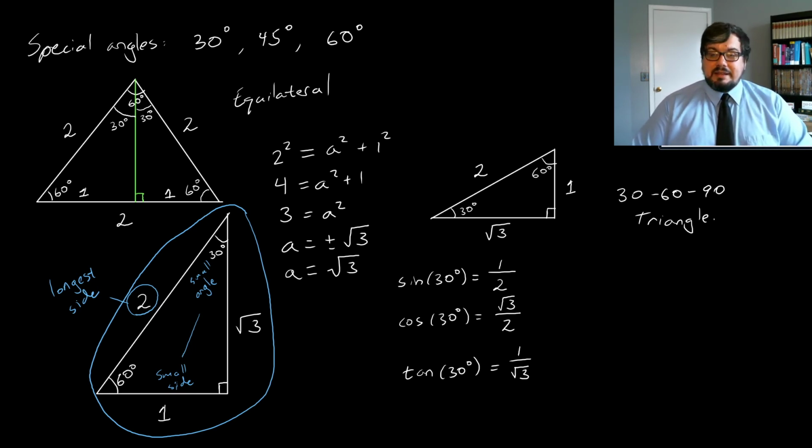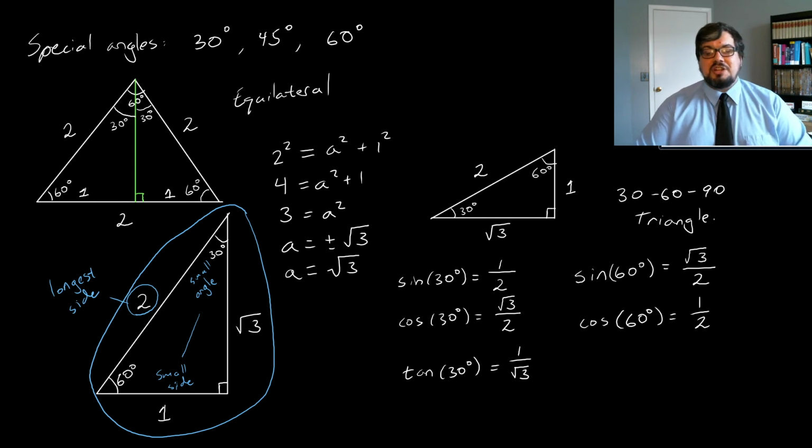So now let's get the values for 60 degrees. Let's see, sine of 60 degrees is equal to the square root of 3 over 2, because now the opposite side is the side opposite the 60 degree angle, and the side opposite the 60 degree angle has length square root of 3. Cosine of 60 degrees has a value of 1 over 2, because the adjacent side to the 60 degree angle has length 1, and the hypotenuse has length 2.